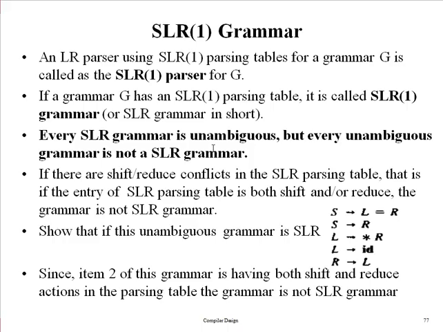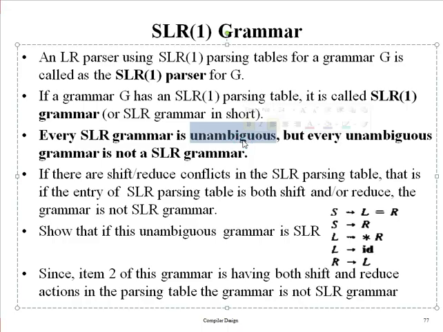Every SLR grammar is unambiguous, but every unambiguous grammar is not SLR grammar, because some unambiguous grammars may not be SLR grammar. But if a given grammar is SLR, then we can conclude that the grammar is unambiguous.